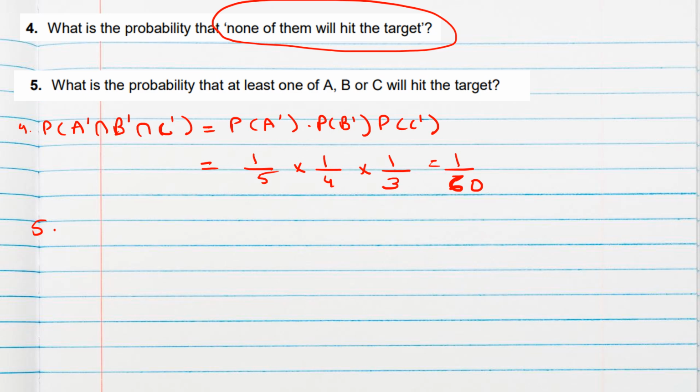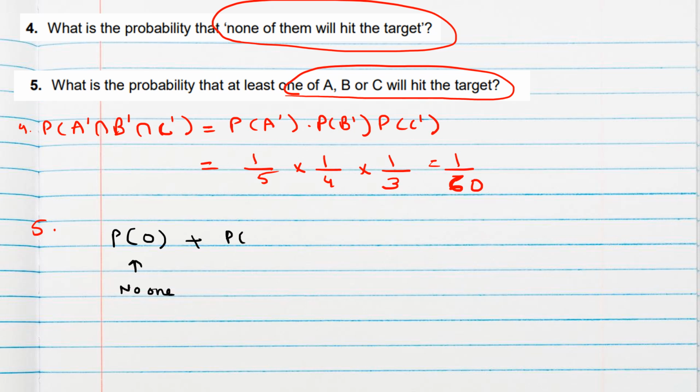Now what is the probability that at least one of A, B or C will hit the target? See, actually when we say, these are all the elementary events if we consider. P of 0, 0 means no one hits the target. Plus P of 1 means anyone hit the target, anyone. So in any one, 3 cases will arise. A will hit but B and C will not hit. B will hit but A and C will not hit. C will hit but A and B will not.